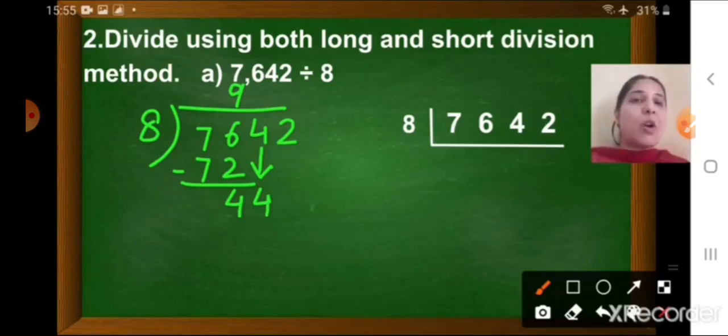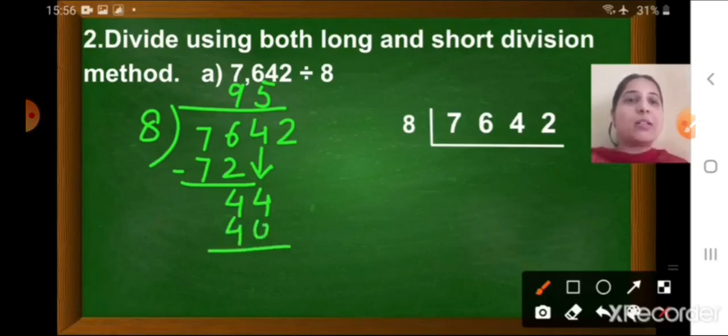So 8 5s are 40, 8 6s are 48. 8 6s are 48 will be more than 44. So how many times? 8 5 times. So 8 5s are 40. Now we'll subtract. So 4 minus 0, 4, and 4 minus 4, 0.